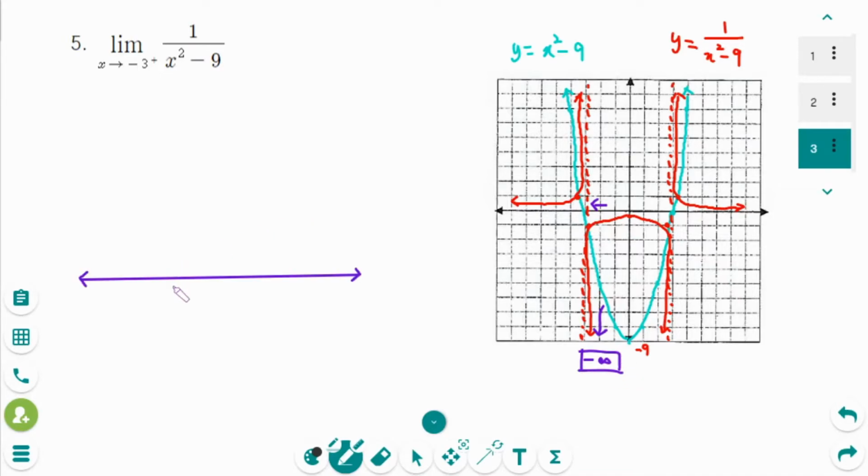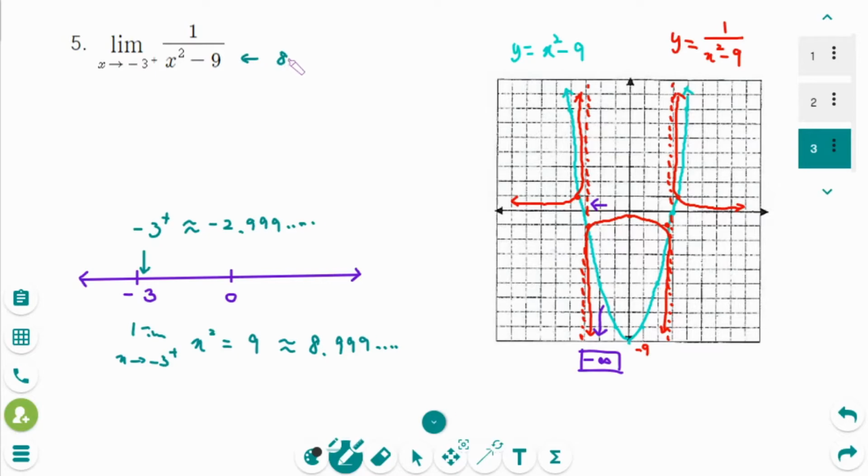Now, I will show you an easy way. Use the number line. This is 0, this is minus 3. So minus 3 from the right side actually means here. So minus 3 from the right side means minus 2.99999. So for the limit as x approaches minus 3 from the right side, x squared is actually 9, but in fact 8.99999. So this means 8.99999 minus 9, so it's actually 0, but a little bit less than 0 because a small number minus a big number. So it's 1 over 0 from the left side. So the final answer is minus infinity. Of course, it's the same.